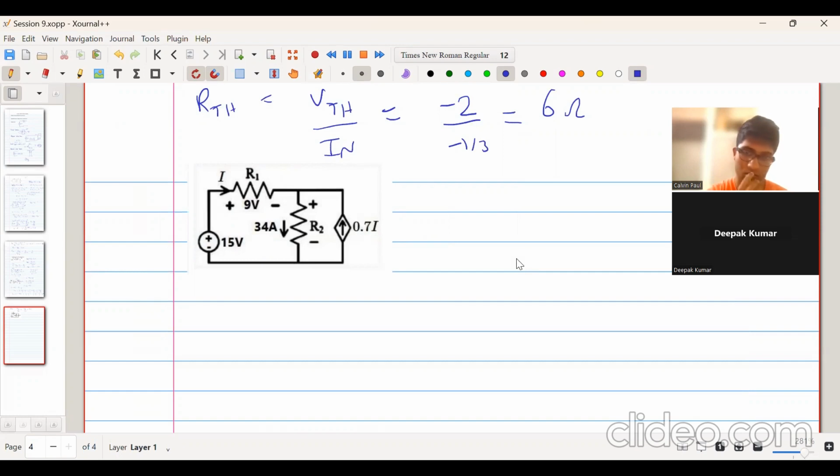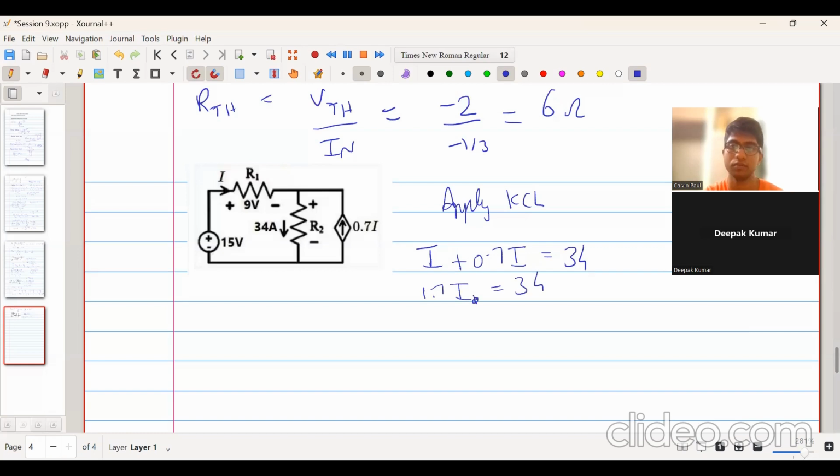Sir, apply KCL. Okay. We apply KCL. You get I, which is entering, plus 0.7 I is equal to 34. This is correct? Yes, sir. So you get 1.7 I is equal to 34. So we get I to be 20 ampere. Now, tell me what is the power delivered by the independent voltage source.